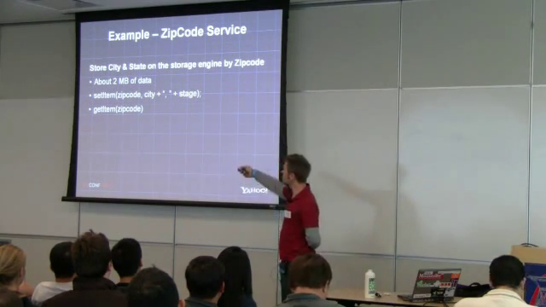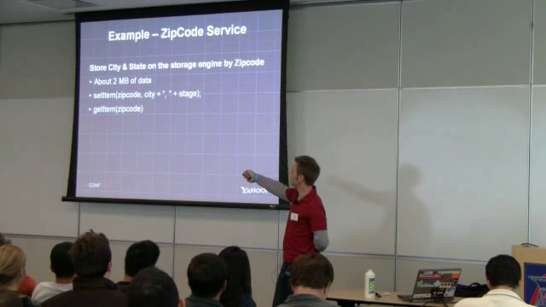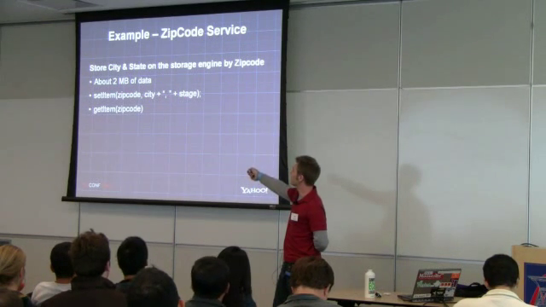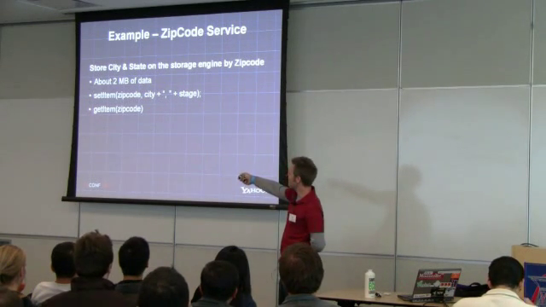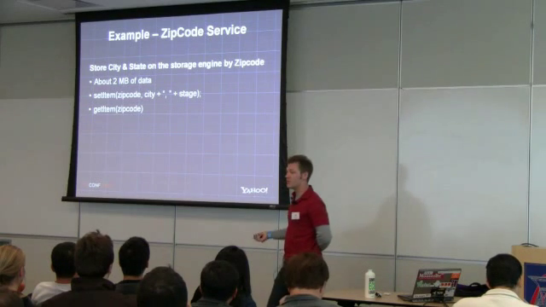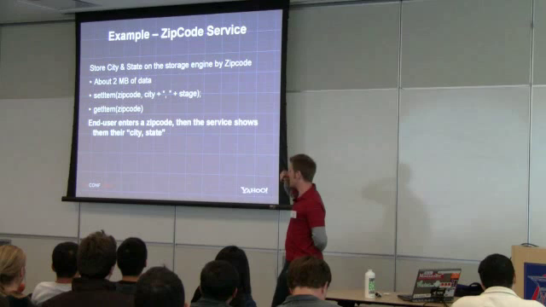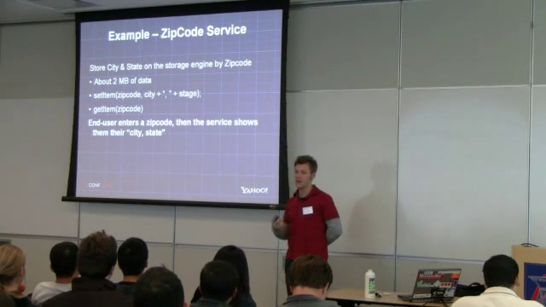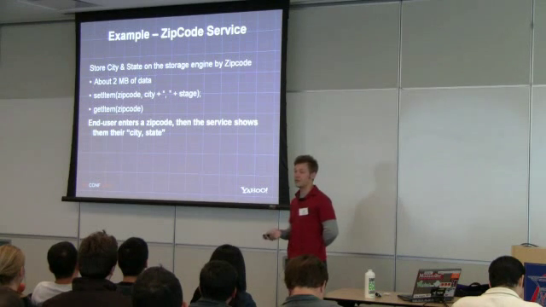All the zip codes are going to be stored. So the key is going to be the zip code, and then the data is going to be the city, comma, state. And then to retrieve it, you'll just call get item with the zip code. So in the example, the end user is going to enter a zip code, and when they do, we'll retrieve the city and state for them.